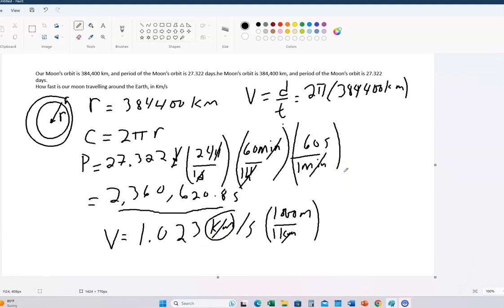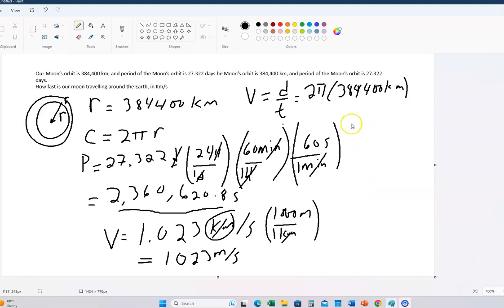We've already done it in kilometers per second. I'm just redoing this in meters per second, because sometimes you want to be able to convert. Sometimes it's nice to have it in meters per second. So it would be approximately 1,023 meters per second. That's a nice little conversion for us, and just a good way to do these kinds of things.